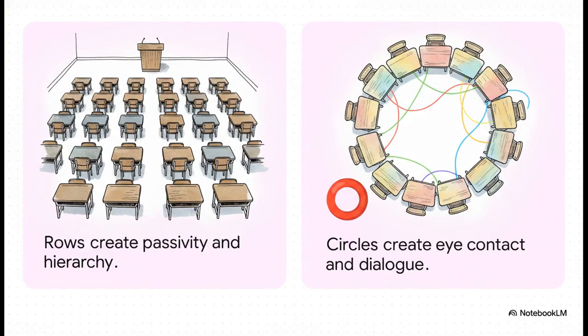The physical setup of your room is huge because space literally dictates behavior. Contrast the traditional classroom layout with the seminar circle. Rows create passivity, a strict hierarchy, and a culture of lecturing. But circles create automatic eye contact, mutual accountability, and natural dialogue. If you want students to act like active scholars instead of passive listeners, you've got to ditch the rows.